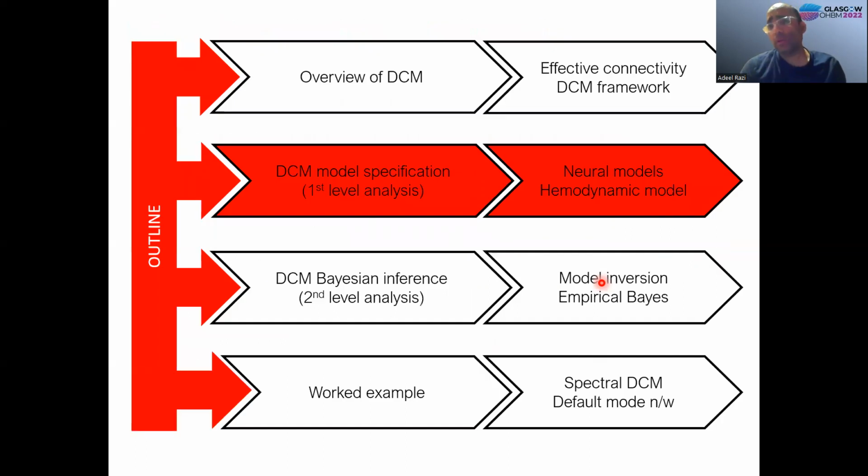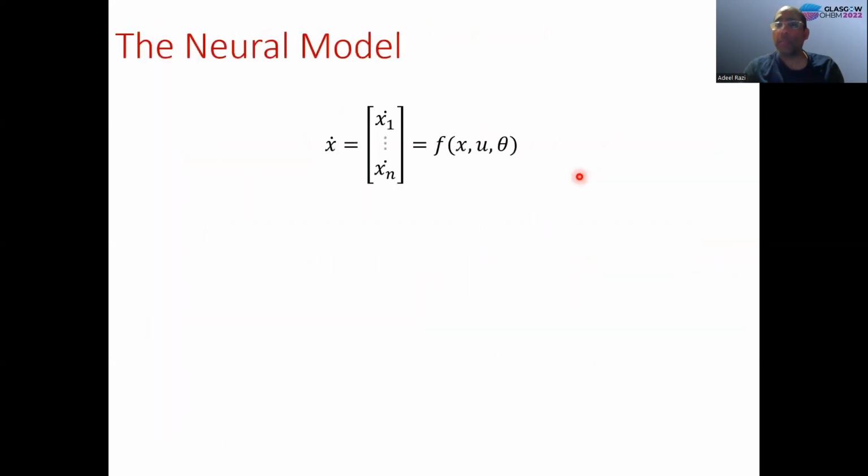Okay, so now we go into the specifics of what sort of neural models are in use in DCM. As I previously showed, this is a system of equations describing the neural activity over time. X here is the ongoing neural activity, 1 to n, where n is the number of brain regions. The change in activity in a certain brain region is a function of the current activity X, the input U, and the model parameters theta.